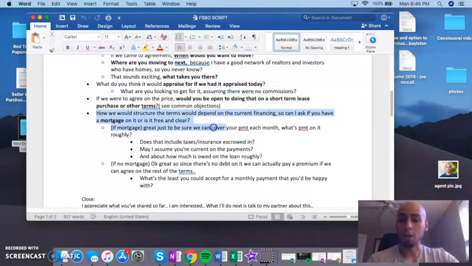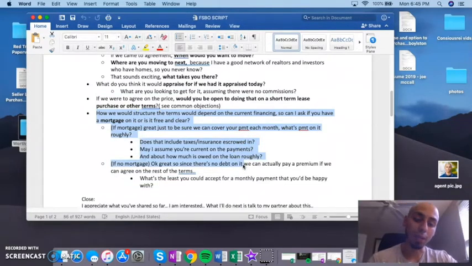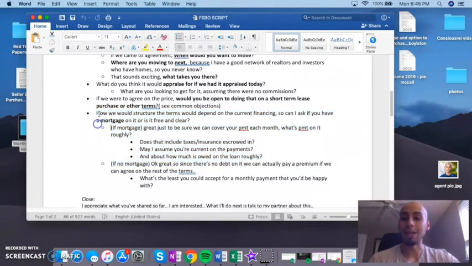The remaining part of the call is to get the financing. You want to know their mortgage. You want to know what their payment is. You want to know if they're current on their payment. All these things. So the way you get that is you follow up with how we would structure the remaining terms, since we've already talked about the price. How we would structure the remaining terms, Mr. Seller, would depend on any current financing. So let me ask, is there currently a loan, or can I assume that there's a mortgage on the property?